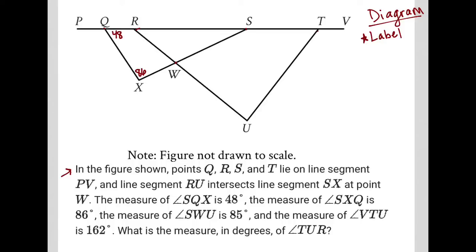The measure of angle SWU is 85. So let's see where that is. SWU would be there right at W. So we'll label that as 85. And the measure of angle VTU is 162. So VTU, that's angle T on the outside of the triangle here, and that's 162. So I'll put a 162 right there.